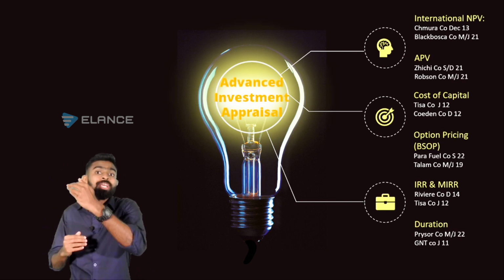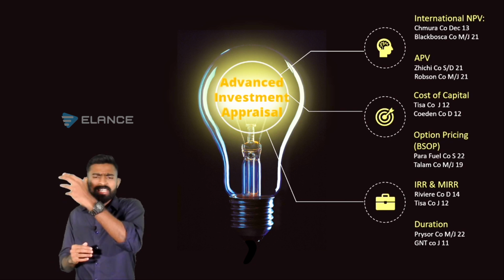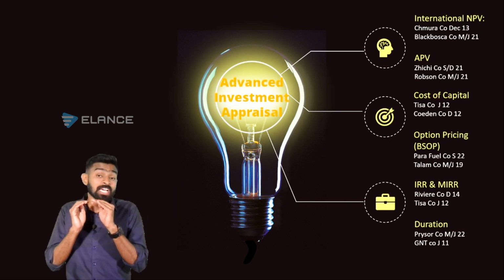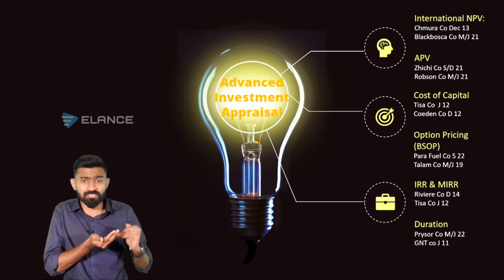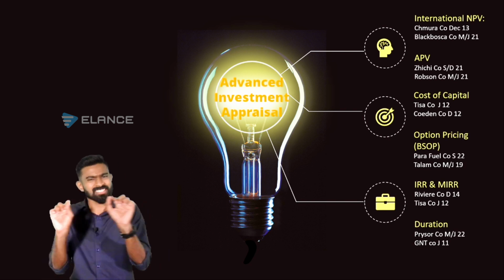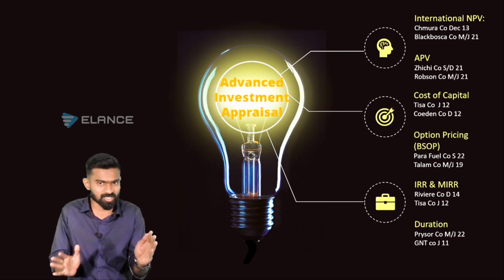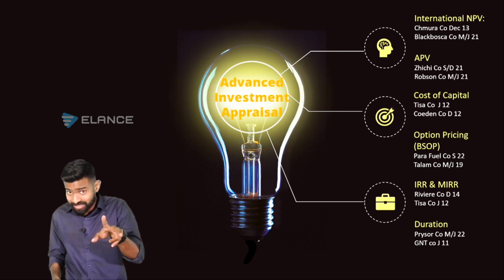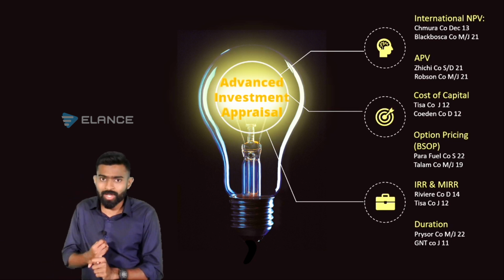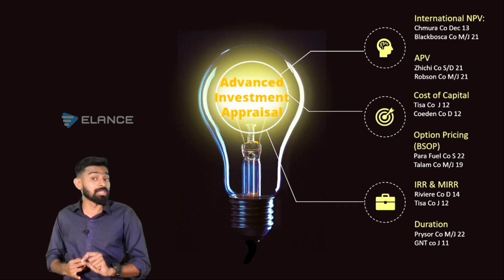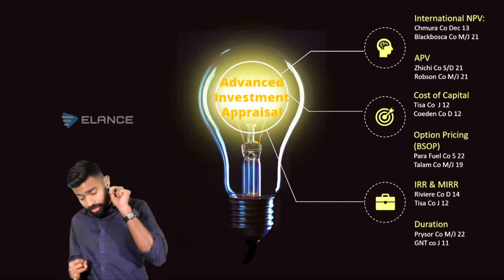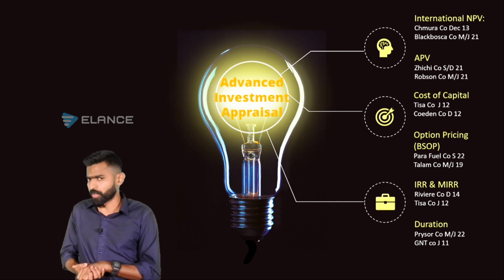So as the duration increases, the risk of change in present value is greater. Just a simple thing: duration more, risk more. That's it. To practice this duration question, a new question is named Prisor Company, which is available on the ACCA CB platform. It was tested in March-June 2022.